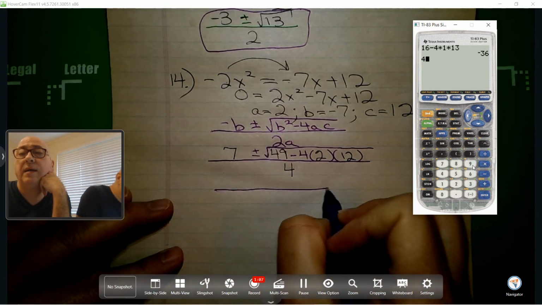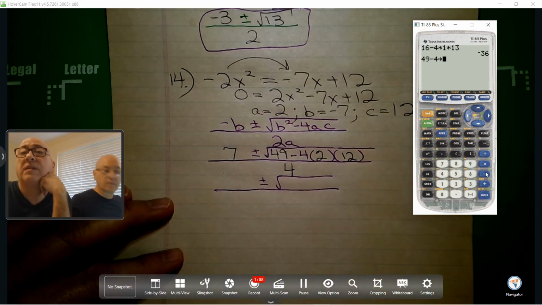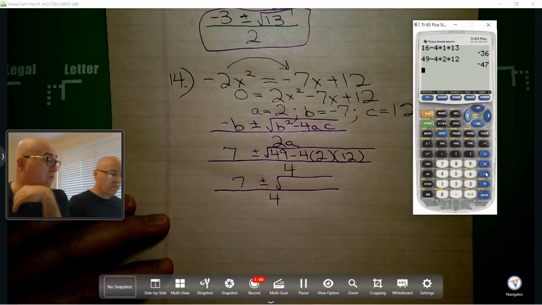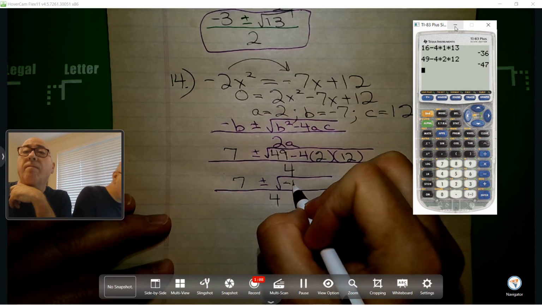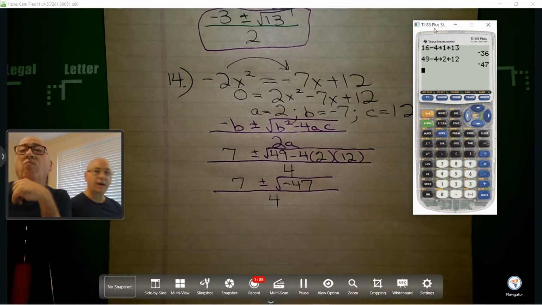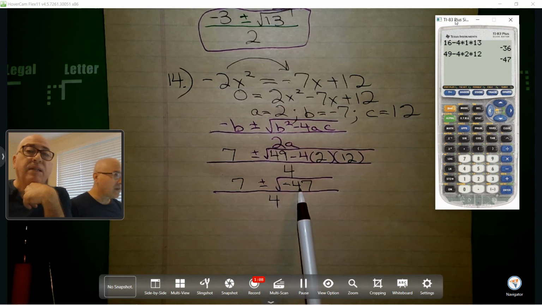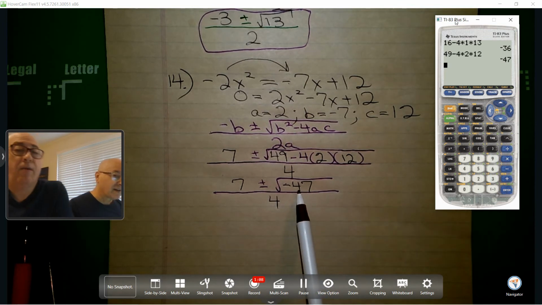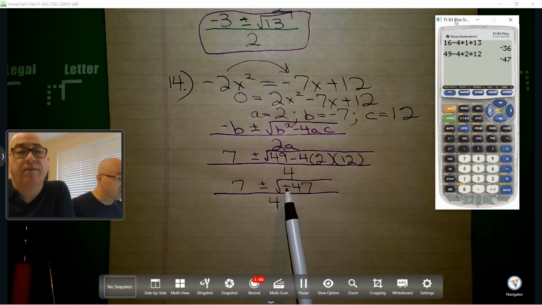I'll pull up the calculator and let's see. 49 minus 4 times 2 times 12, that's 8 times 12, 96. 49 minus 96 is -47. I agree with the -47. But you can simplify that square root of -47. Is 47 a perfect square? No. Is there a perfect square that divides evenly into it? No, but 47 is prime, so that's nice. But what do we have to do with that negative? Put it as an i.